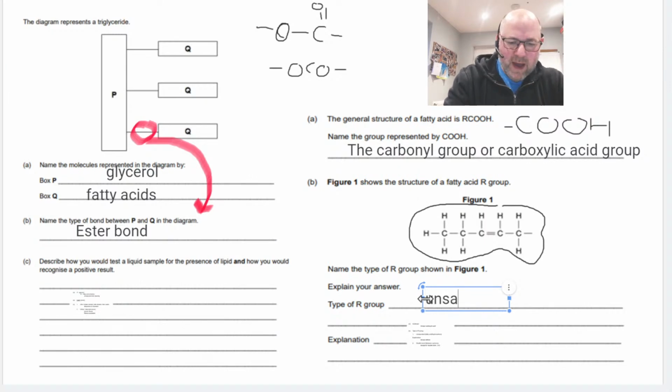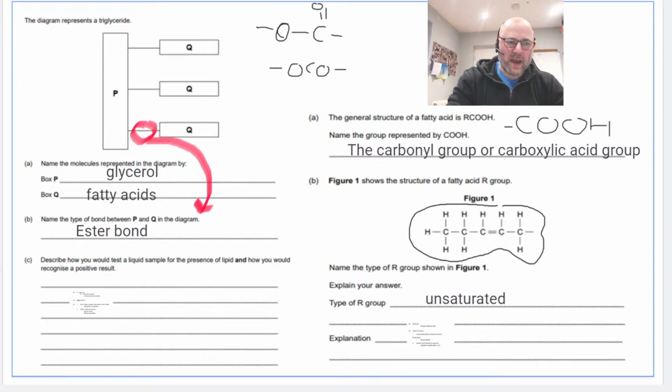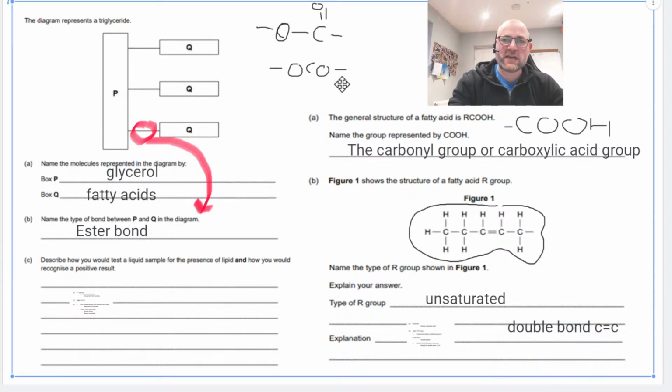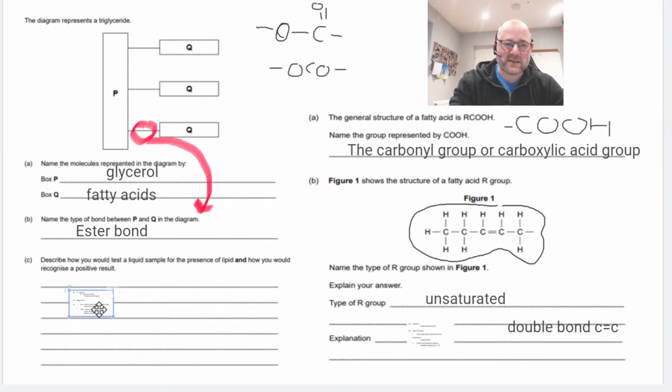Awesome. And what would be your explanation? How would you justify your answer there? Why did you say unsaturated? Good. Double bond. Now, at GCSE, they just allow you the double bond. It's always better to mention that it's the carbon double bond, because you can have C double bond O's. They don't count when deciding if it's saturated or unsaturated.